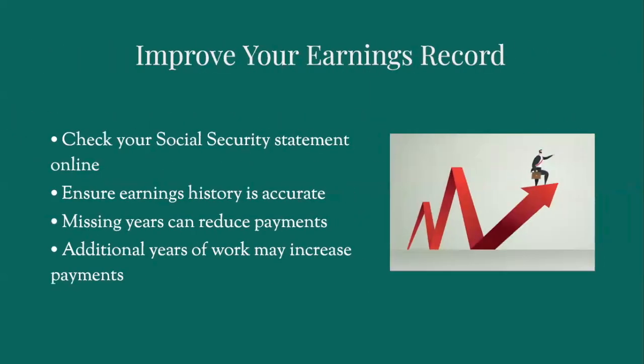How do you improve your earnings record? Well, check your Social Security statement online to ensure your earnings history is accurate. Missing years can reduce payments, but remember it's a moving average of 35 years. So if you have one missing year, it's not going to dramatically reduce anything. Additional years of work may increase payments, but once again, if you want to add a couple of years, even if you're making a lot of money for a couple of years, because it's a moving average, it might slightly increase what your payout's going to be, but it's not going to dramatically move the needle.